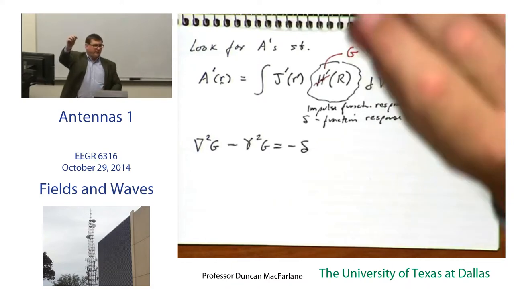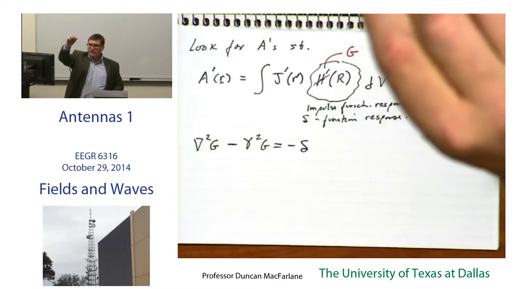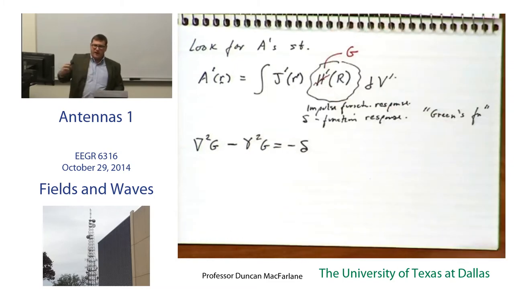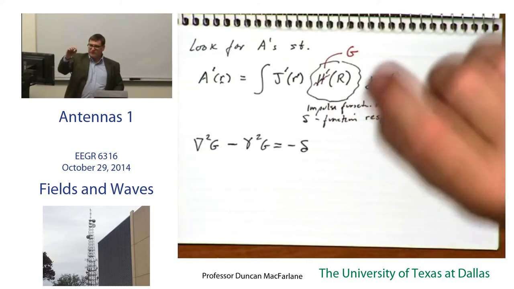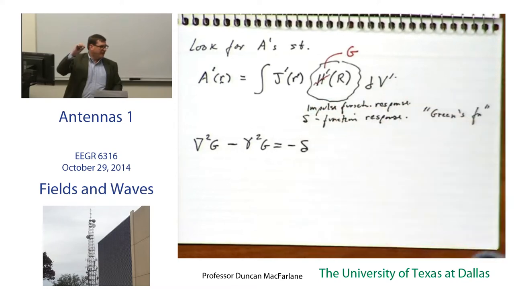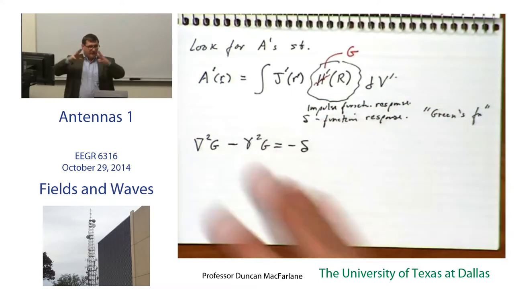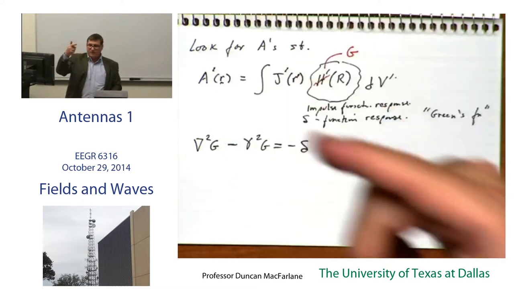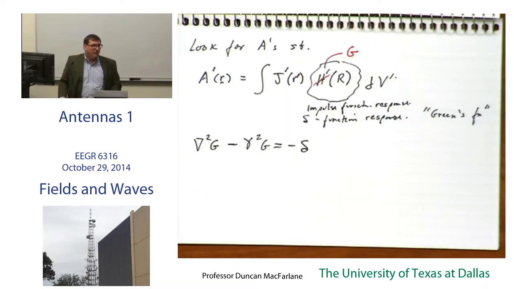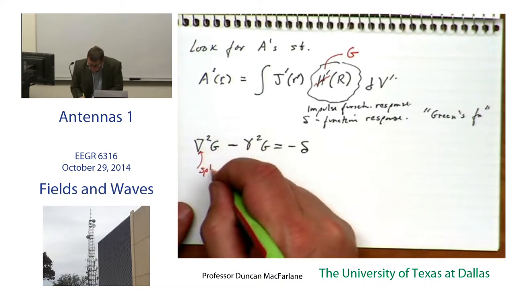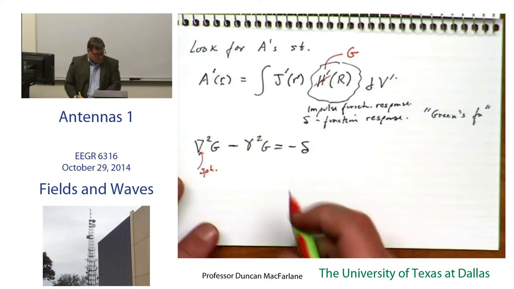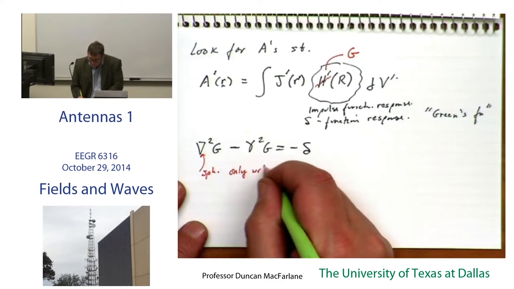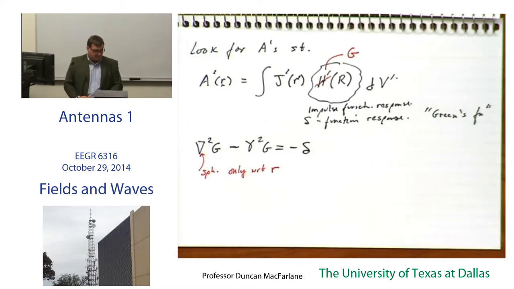Picture a tank of water, and inside that tank of water I have an instantaneous disturbance, a little point disturbance. No matter where I am in the tank, the disturbance is going to look the same. So that little ripple in three-dimensional space is going to propagate out. There's going to be no dependence on the phi angle or the theta angle in the spherical coordinate system. It's only going to depend on R. So from that argument, we learn that this is spherical and only with respect to the distance R.